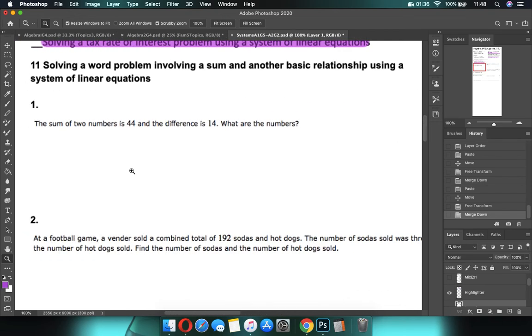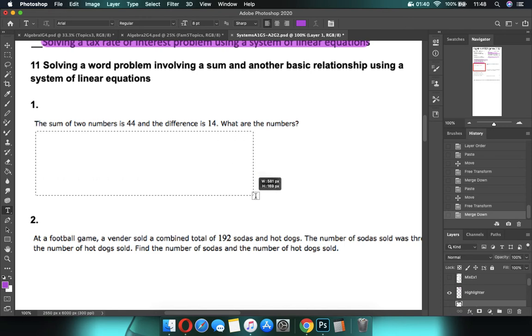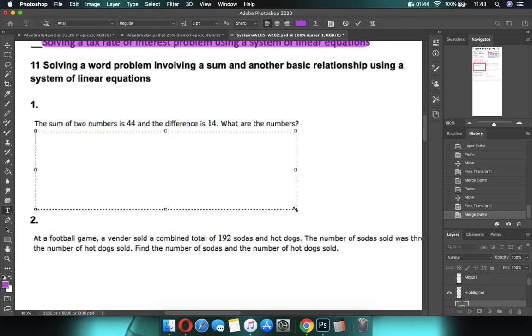So, to begin, solving a word problem involving sum and other basic relationships. Sum of two numbers is 44, difference is 14. So first thing you want to keep in mind are your keywords. So for example, sum, that means addition, adding, and then difference means subtracting. So that's going to give us a hint to what our equation is going to be. The thing is, it's the sum of two numbers. We have absolutely no idea what those two numbers are. So for now, I'm going to have x plus y.